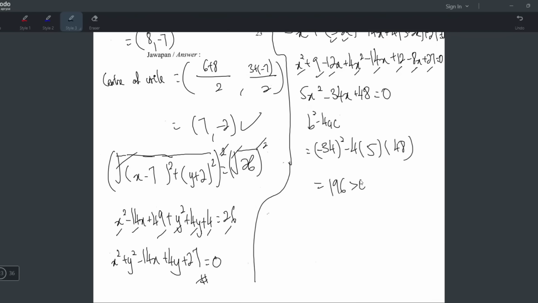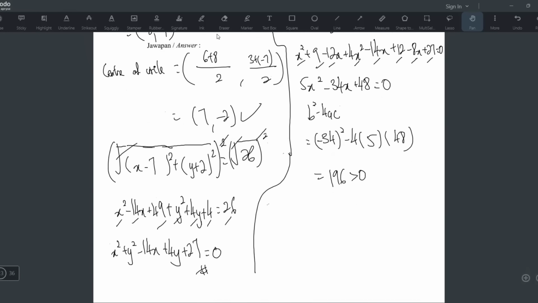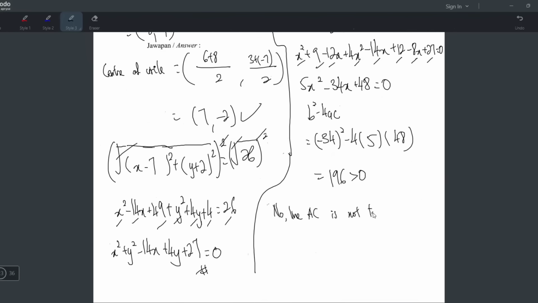So you can see it's bigger than 0. So what does it mean then? It means this quadratic equation has two different real roots, because the discriminant b square minus 4ac is bigger than 0. So now we can answer the question. Is the line AC tangent? We can say no. Line AC is not tangent to the circle.